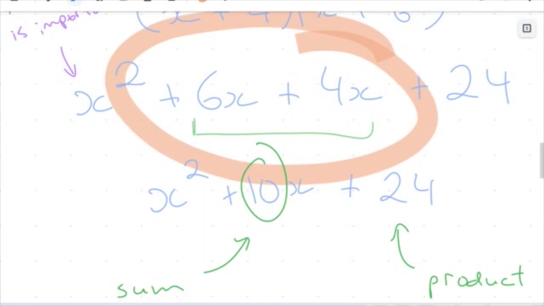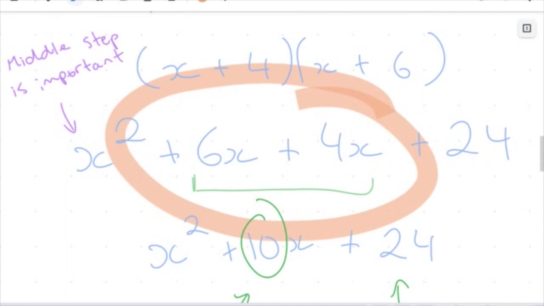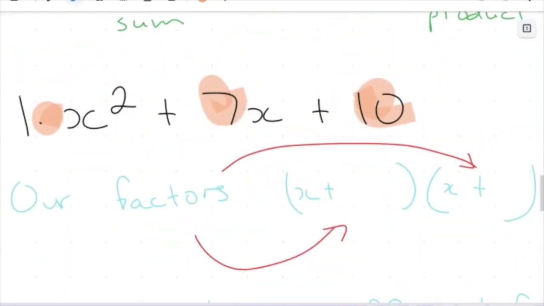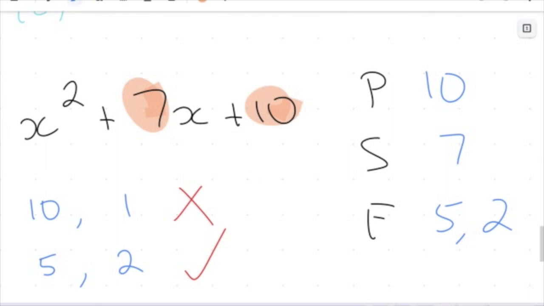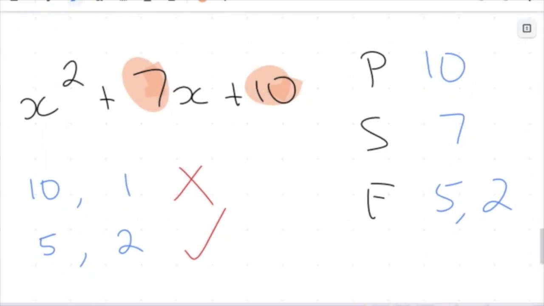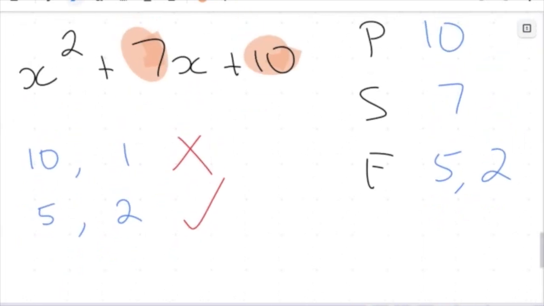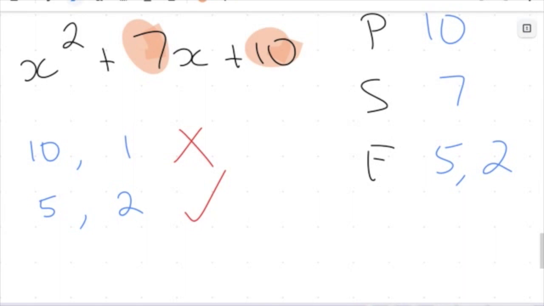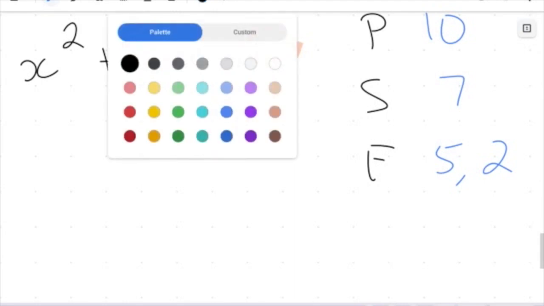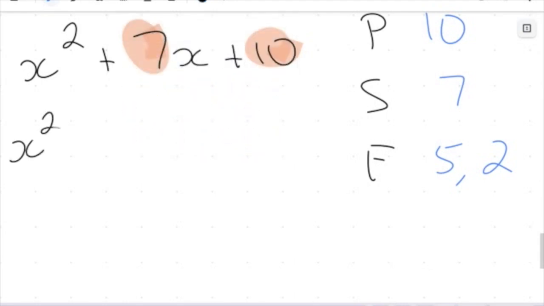Notice here, 6 and 4 multiply to give me 24. They add to give me 10. So this is that in-between step. That's why I included it, because now we can split up, because remember, we're doing the same thing just in the opposite direction. So everything we did in one way, we want to follow that same route back to where we started. So what I'm going to do here is split up 7x into 5x plus 2x.